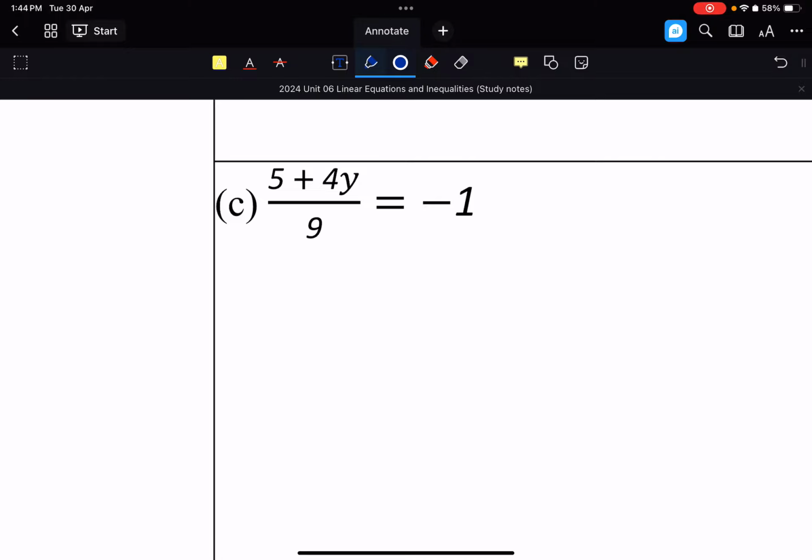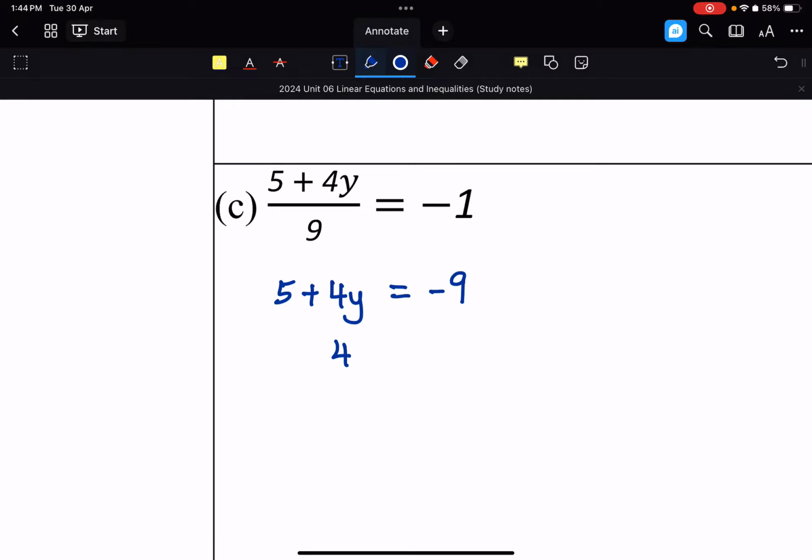Now, in this scenario, we can multiply by 9 on both sides. So 5 plus 4y is equal to negative 9. Right? So for 4y, I subtract 5 on both sides. This is negative 14. y is equal to negative 14 over 4. That means y is actually equal to negative 3.5.